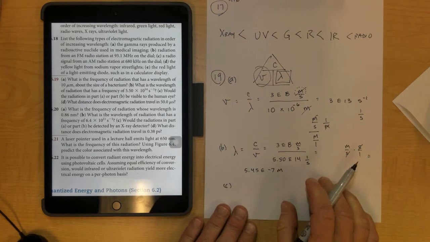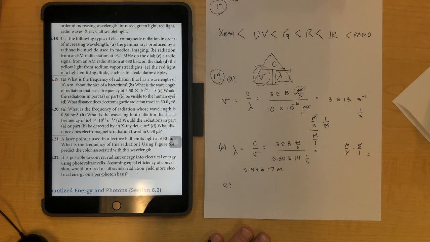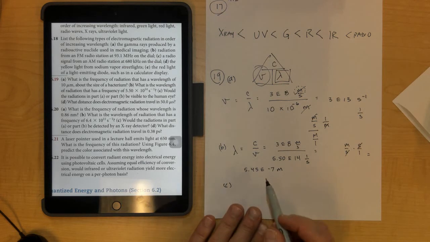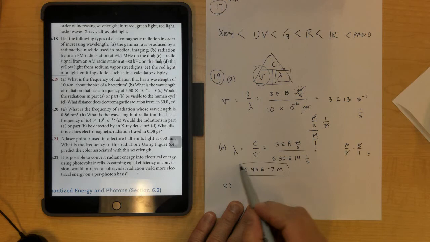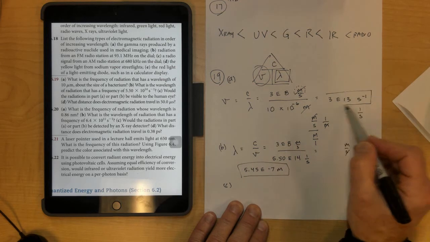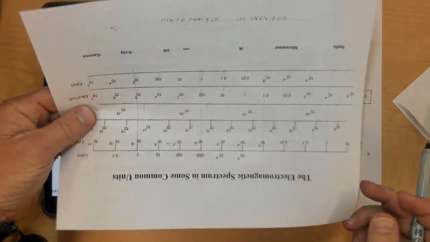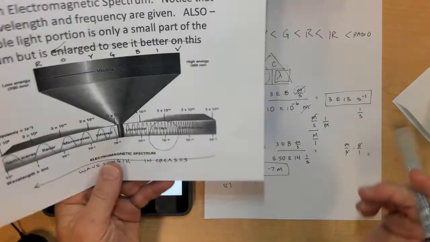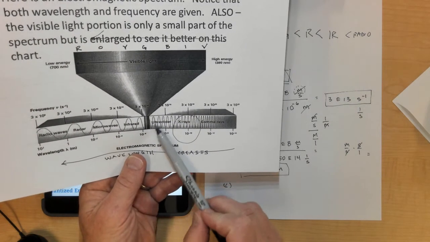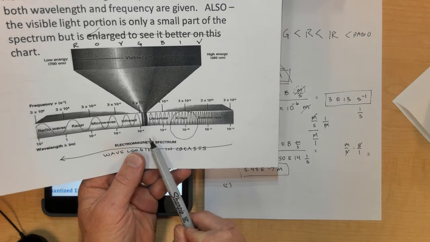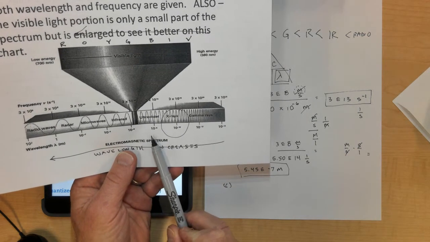Letter C, would the radiation in part A or part B be visible to the human eye? So now if we're looking at both of these, we'd have to put those onto a spectrum chart. So your spectrum chart right here can be really helpful either way. And we want to know if it's in this visible region right here.